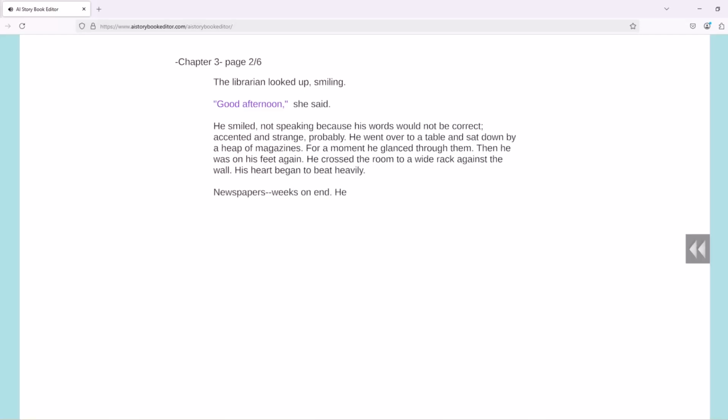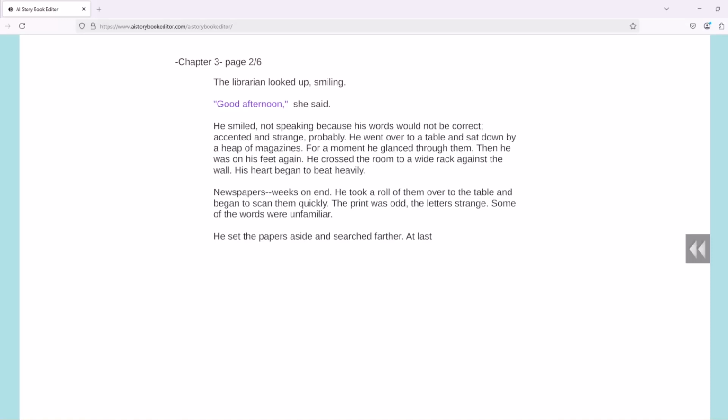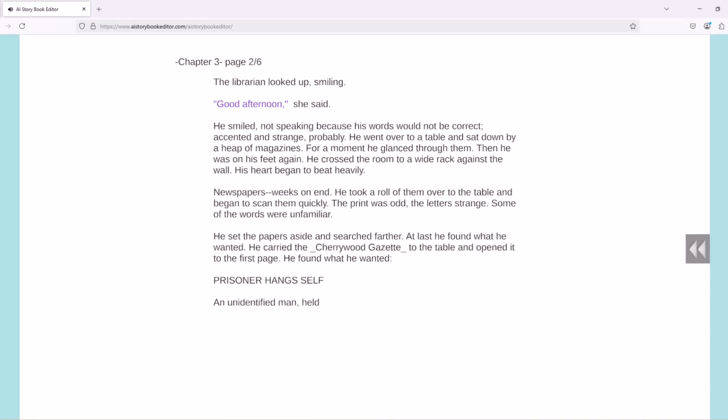Newspapers, weeks on end. He took a roll of them over to the table and began to scan them quickly. The print was odd, the letters strange. Some of the words were unfamiliar. He set the papers aside and searched farther. At last he found what he wanted. He carried the Cherrywood Gazette to the table and opened it to the first page. He found what he wanted. "Prisoner hangs self. An unidentified man, held by the county sheriff's office for suspicion of criminal syndicalism, was found dead this morning by..." He finished the item. It was vague, uninforming. He needed more.